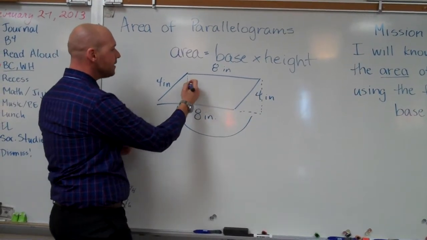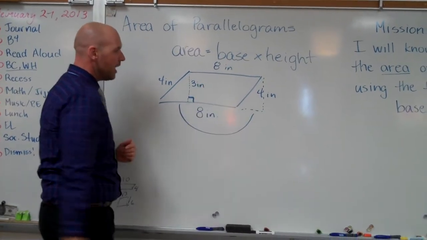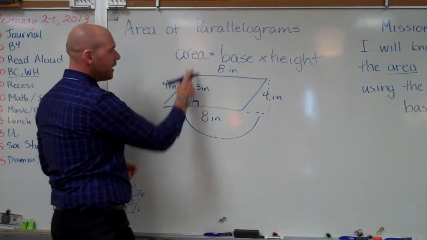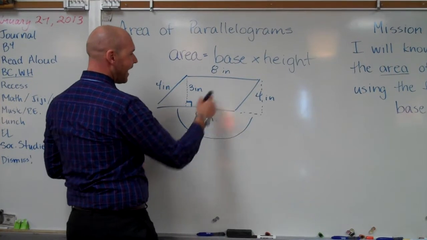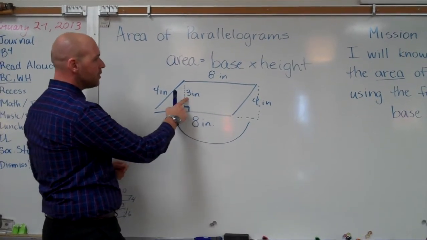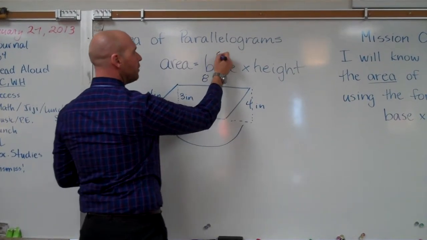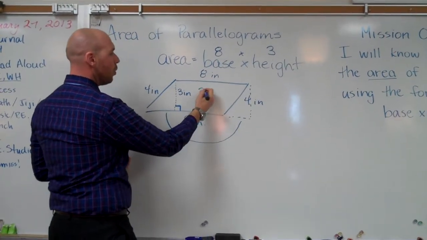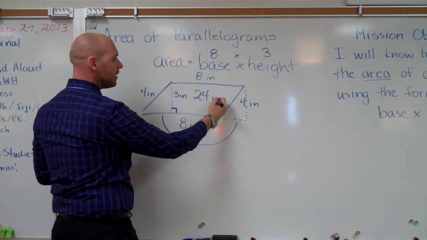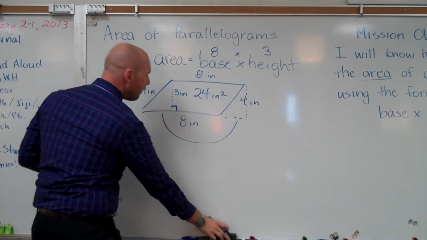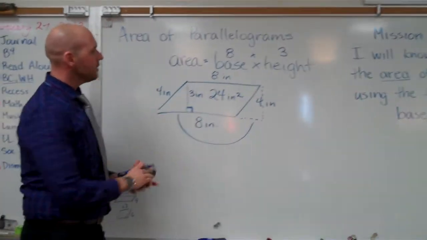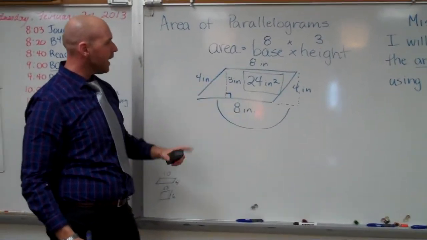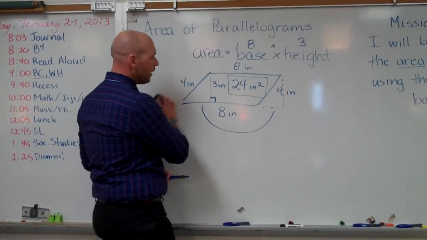So let's say the height in this case is 3 inches. If I plugged it in to my formula, the area would equal the base, which is 8 inches, times the height, which is 3 inches. So it would be 8 times 3, which would give me 24 inches squared. Remember, when it's area, it's inches squared. So remember, it's base times height. Alright, let's try another one.